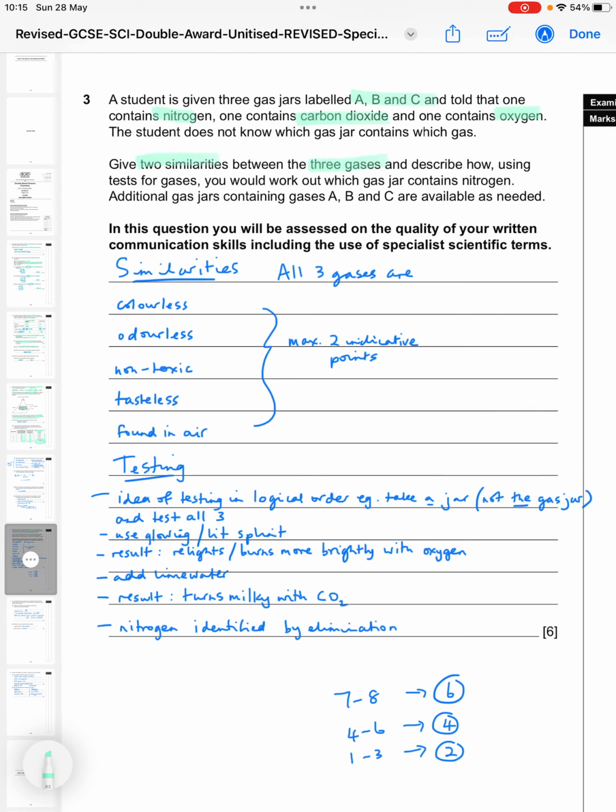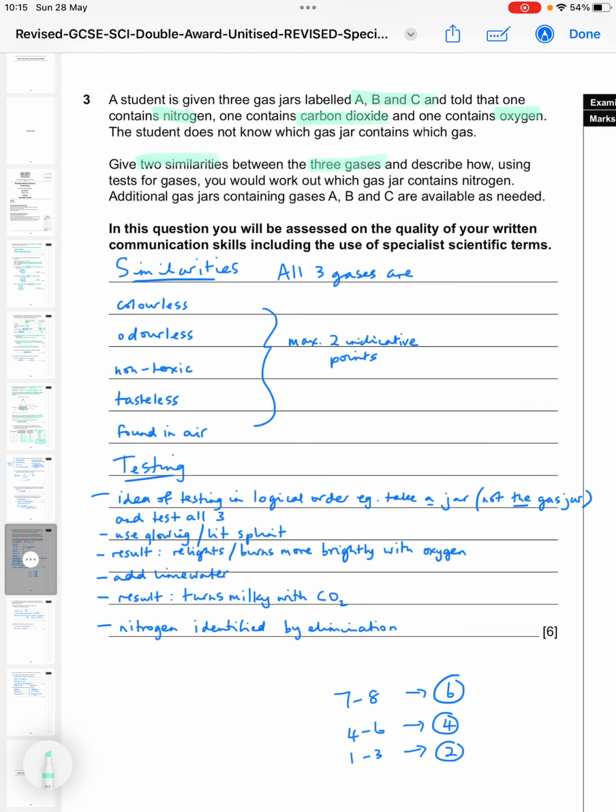So similarities, and you get a maximum of 2 indicative points for these. They're colourless, they're odourless, they're all non-toxic, they're all tasteless, they're all found in air, so any 2 there. And then for the testing, the idea of testing in a logical order, like taking a jar, not the gas jar, and test all 3. Then using a glowing splint would relight.